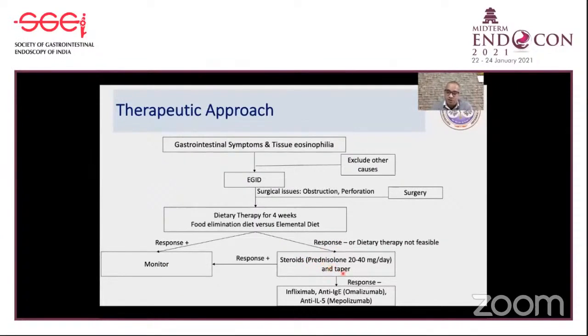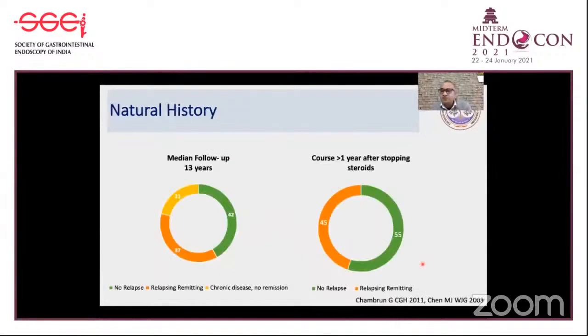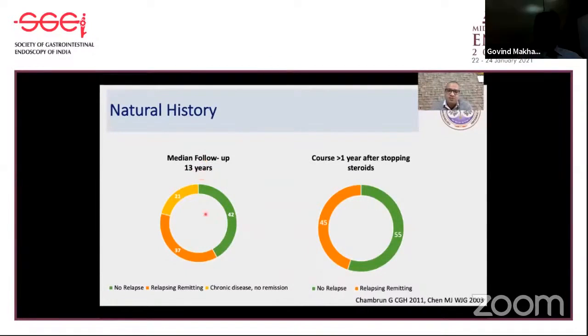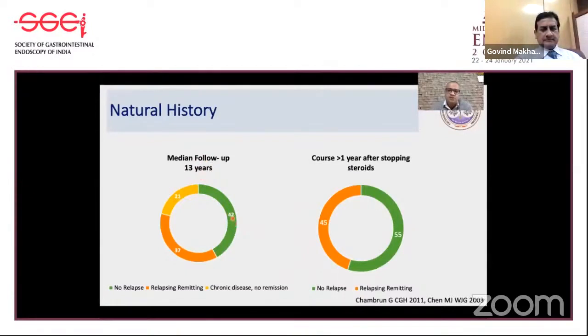In patients who don't respond, other therapies are primarily, I would say, experimental, but there is some evidence of benefit with anti-IgE antibody. So what is the natural history of eosinophilic gastroenteritis? In a median follow-up of 13 years, 42% of patients did not have a relapse, 20% had a chronic disease, and 37% had a relapsing remitting course.